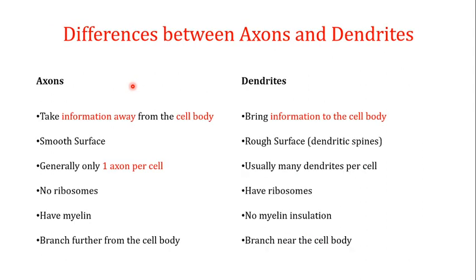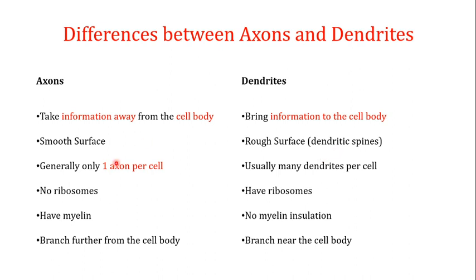Now, as I've told you, the axons and the dendrites are both extensions from the cell body. So how do we differentiate between the axon and the dendrites? The axons take information away from the cell body, while the dendrites bring information to the cell body. This is one of the basic differences between the two. The structure of the axon is smooth because of the presence of the myelin sheath, and the structure of the dendrites is rough because of these dendritic spines over here.